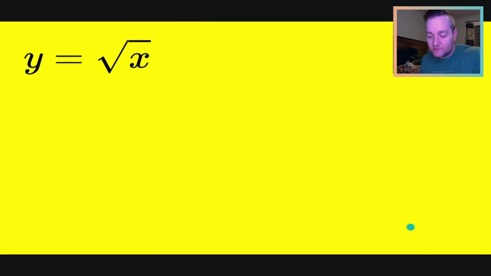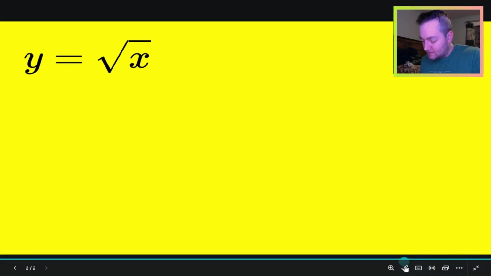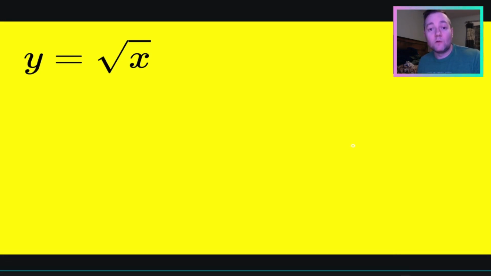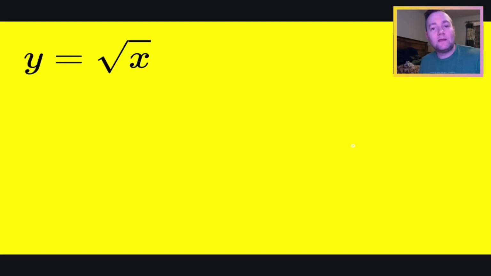So let's start by looking at the derivative of y is equal to root x. Well, when we go to take the derivative of any radical, we have to remember that a radical is just an exponent, a fractional exponent. So I'm going to rewrite this as x to the 1 over 2. And now, in this form, we can use our power rule.